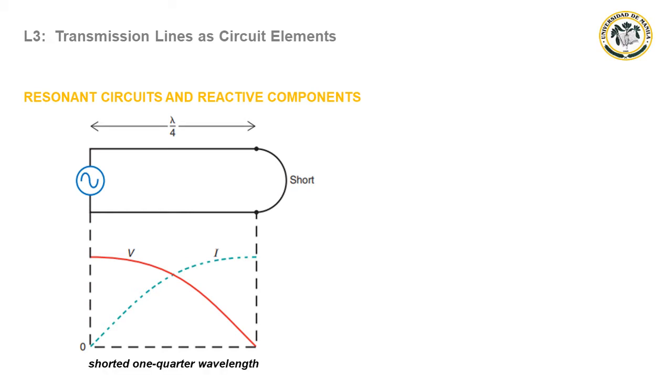The key point here is that this condition exists at only one frequency, the frequency at which the line is exactly 1/4 wavelength. Because of this frequency sensitivity, the line acts as an LC tuned or resonant circuit. In this case, a parallel resonant circuit, because of its very high impedance at the reference frequency.